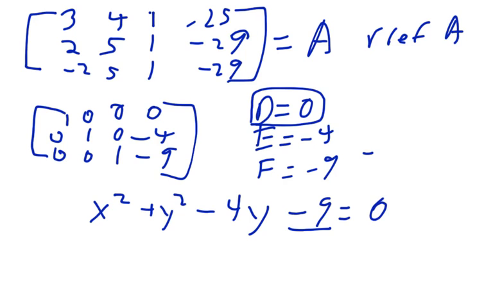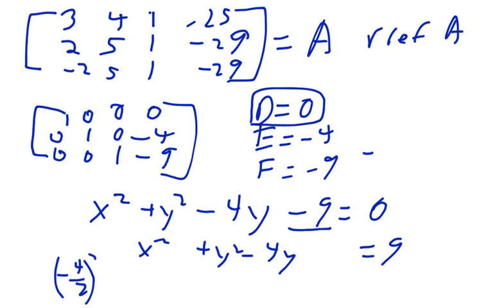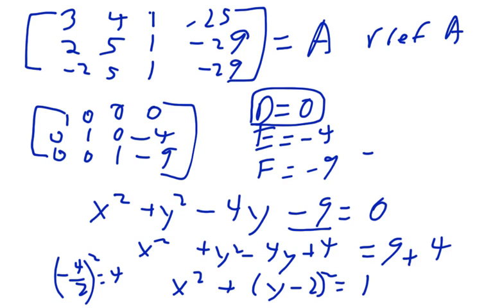So move this to the other side. Complete the square. Negative 4 divided by 2 squared is 4. So I add 4 over here, add 4 over here. I get x squared plus, factor this down to be y minus 2 squared equals 13. So my center is at 0, 2. My radius, which I'll put up here, is the square root of 13. And I won't graph this one.